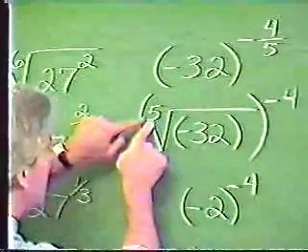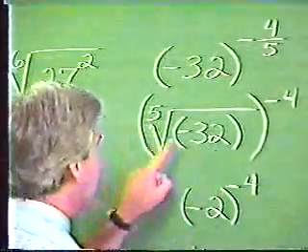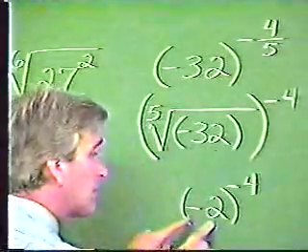All right. So the 5th root of negative 32. What number used as a factor 5 times gives negative 32? It turns out to be negative 2.